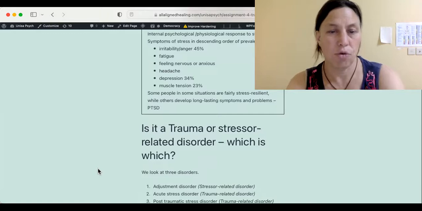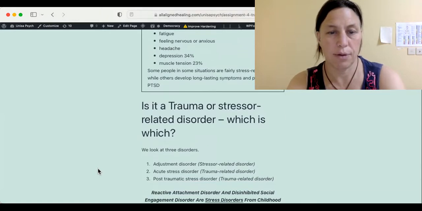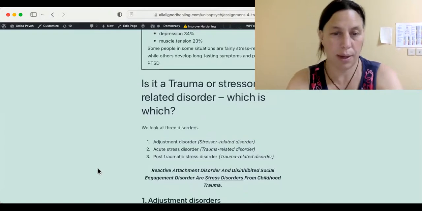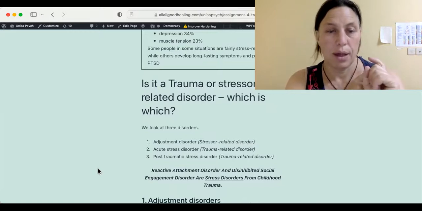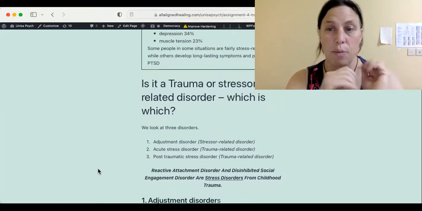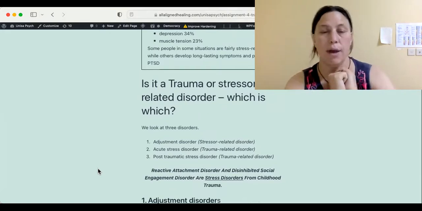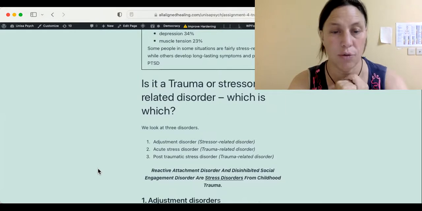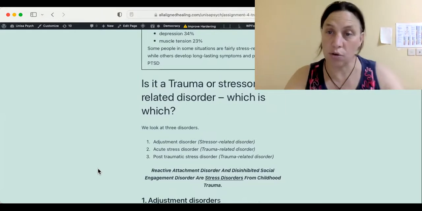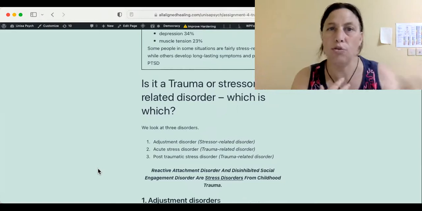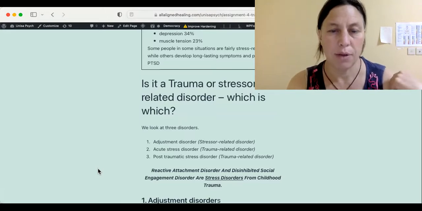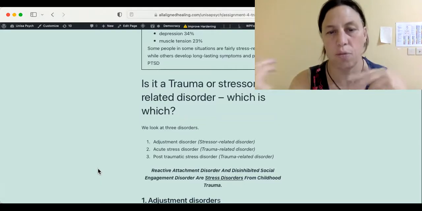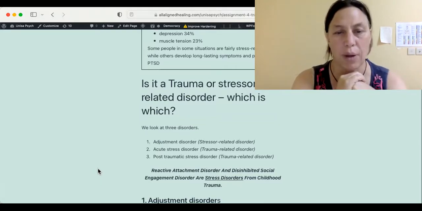Okay, so which is which, trauma or stressor-related disorder? So there's 3 disorders we look at on this page. The adjustment disorder, which is a stressor-related disorder, along with reactive attachment disorder. Remember, that's when the children push away contact. And disinhibited social engagement disorder, another stress disorder from childhood where the children have no boundaries and are willing to go off with any adult that will have them. Okay. Then we're going to look at 2 trauma-related disorders: acute stress disorder. Unfortunately, stress and trauma get mixed around there. And post-traumatic stress disorder.